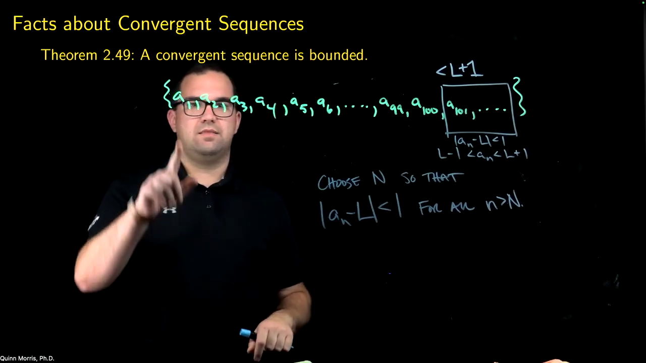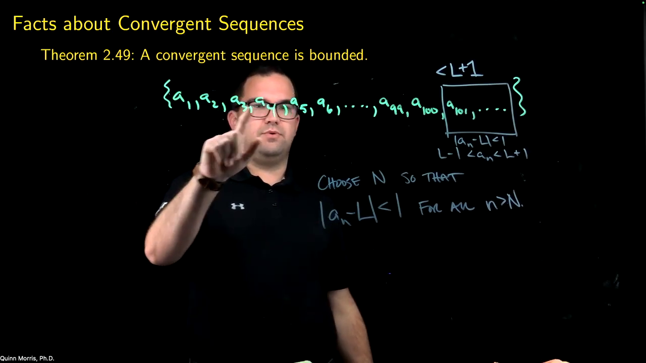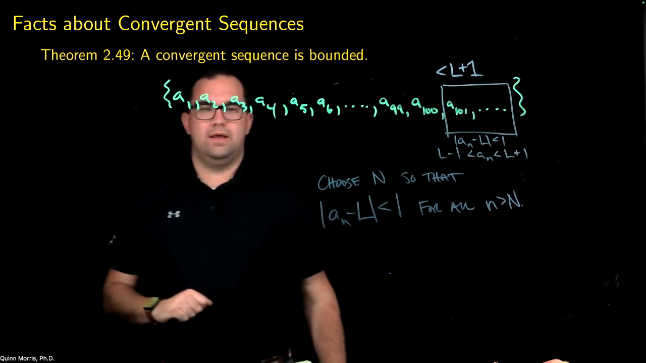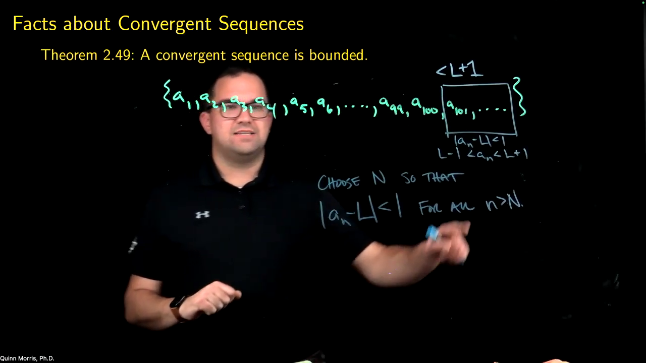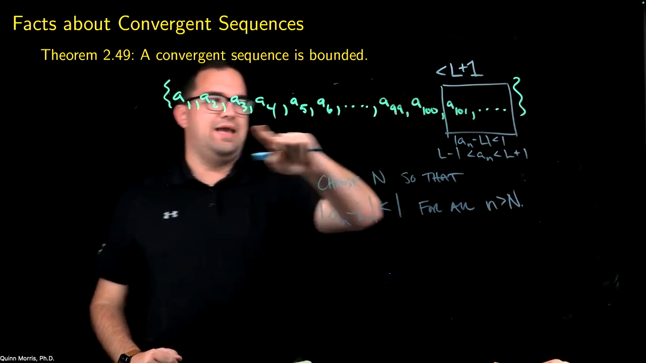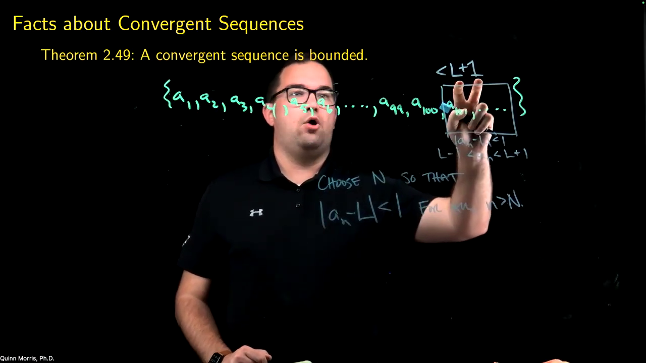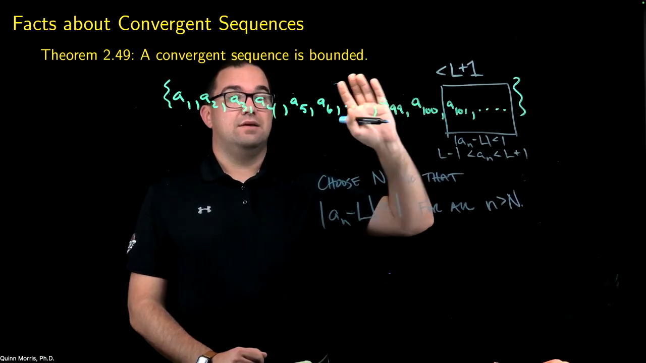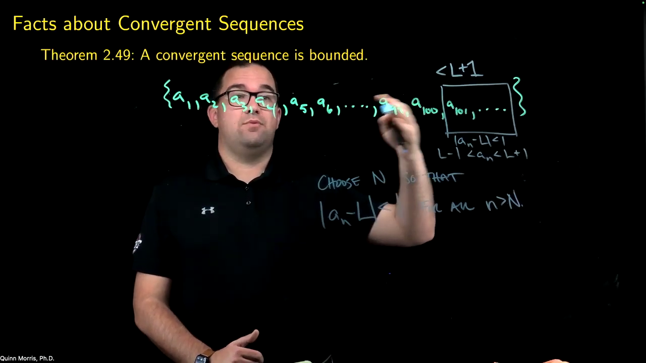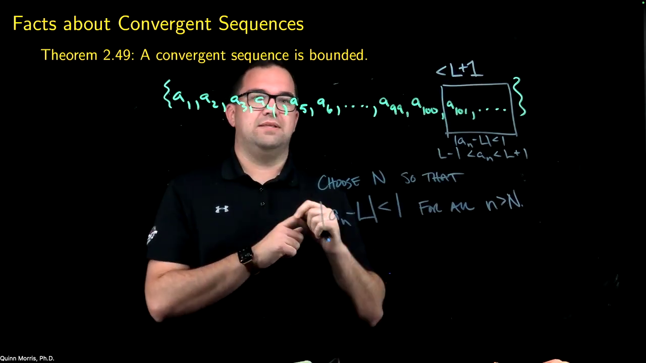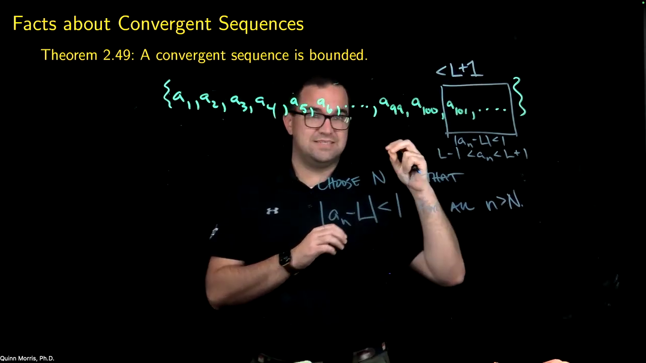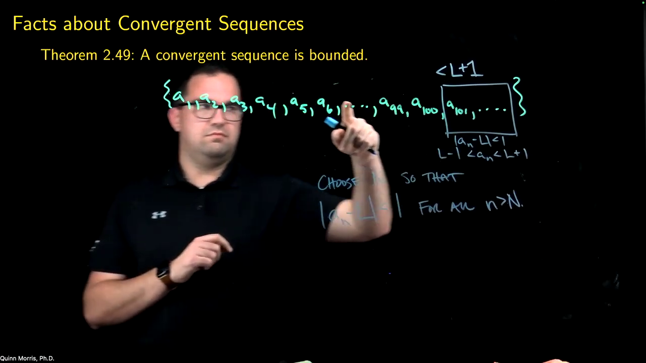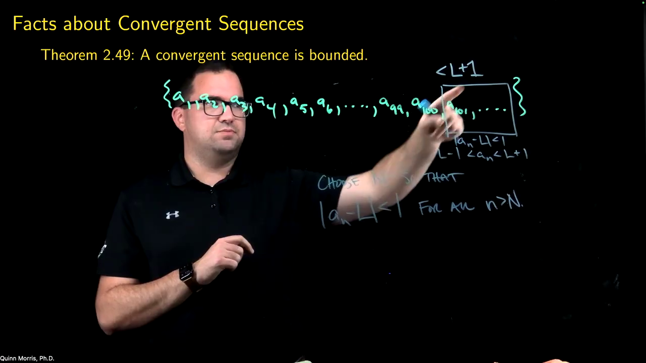Well, now, what if I take the maximum of A1, A2, A3, A4, all the way up to A100 and L plus 1? Then the maximum of that whole set, so A1 through A100 and L plus 1, exists because it's a finite set. It's a set with 101 elements. So that maximum exists.